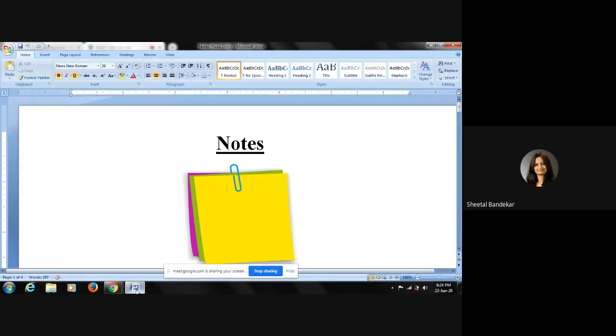Similarly, I discussed memos yesterday. Memos are also very widely used in organizations. Similarly, notes are also used very widely in an organization. And when I say notes, I'm not talking about taking notes or making notes. I'm talking about writing notes on these types of sticky notes. Now, when do we use these types of notes?